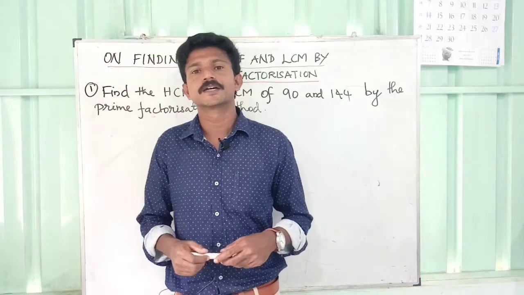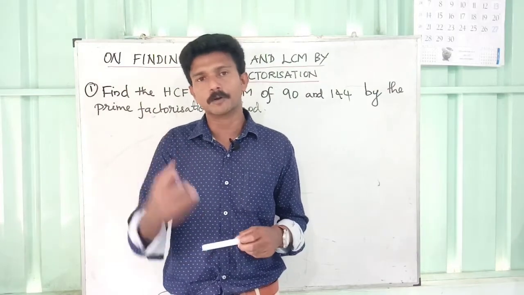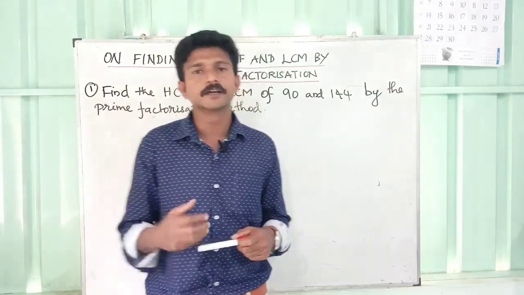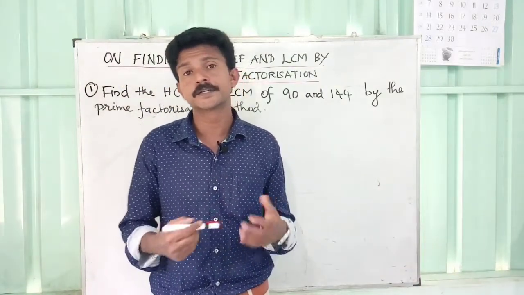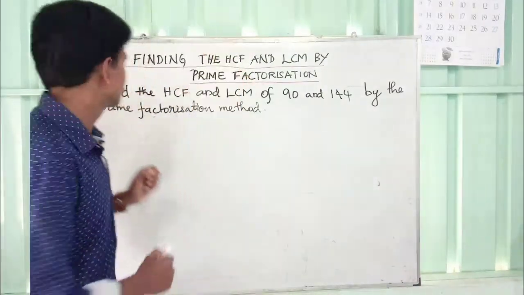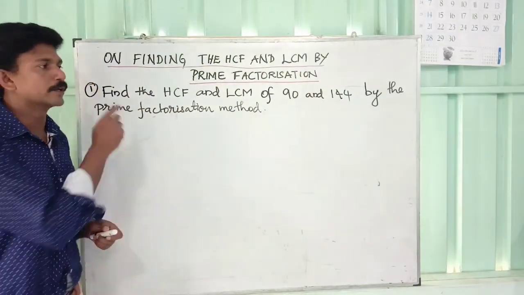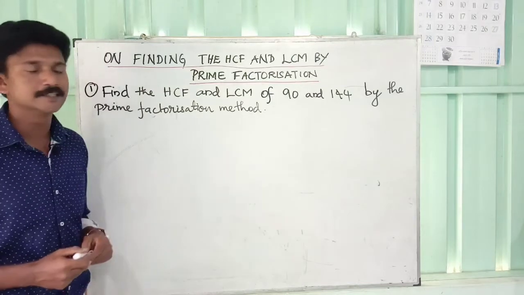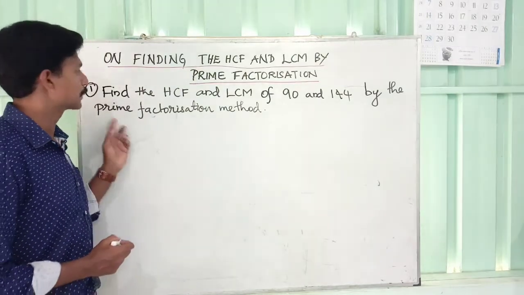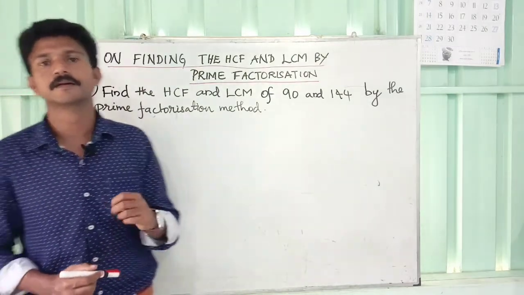Hello, hi students. Today in this video, we're going to see some problems on finding HCF and LCM of numbers by the prime factorization method. So we are going to see one question. Find the HCF and LCM of 90 and 144 by the prime factorization method.